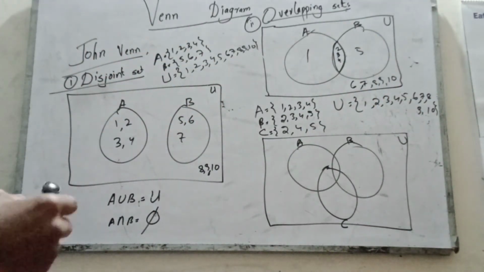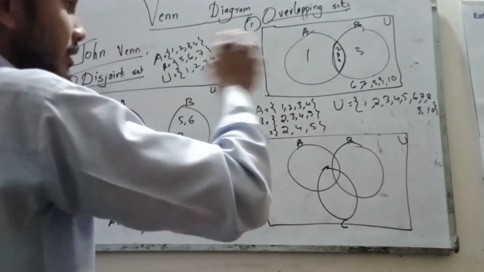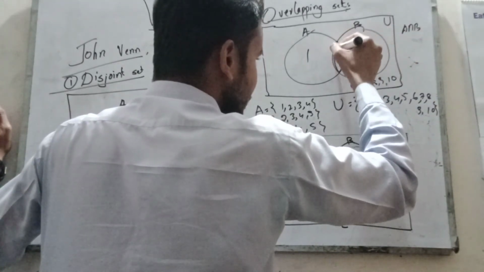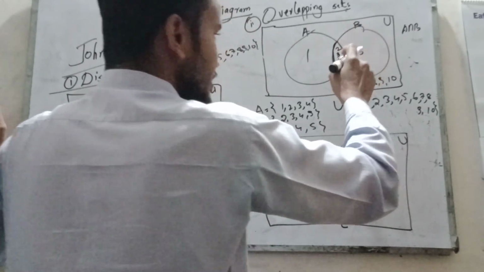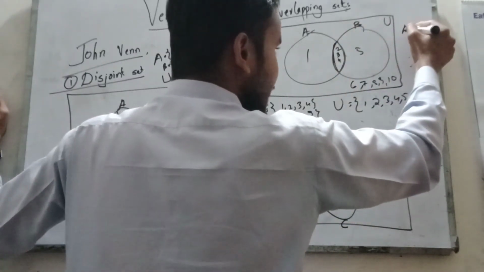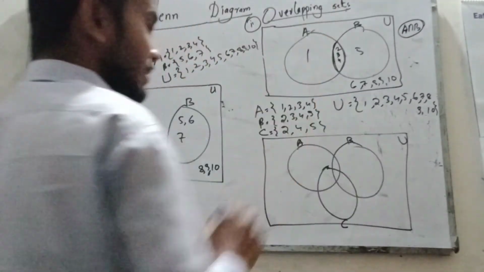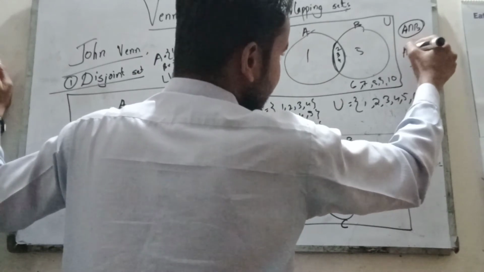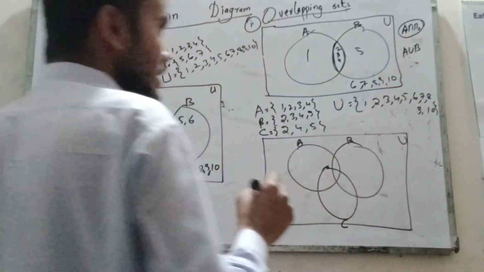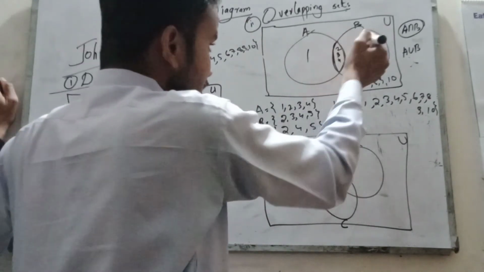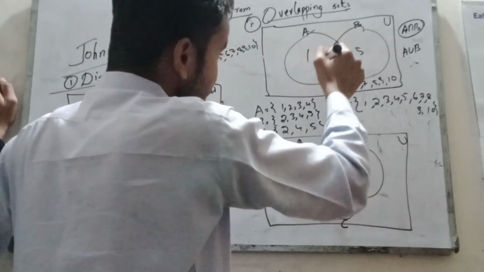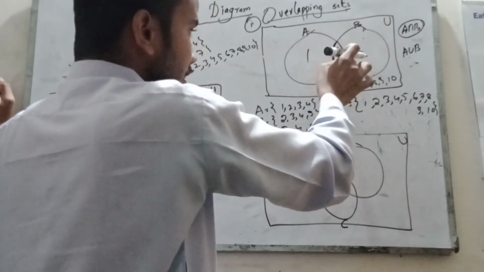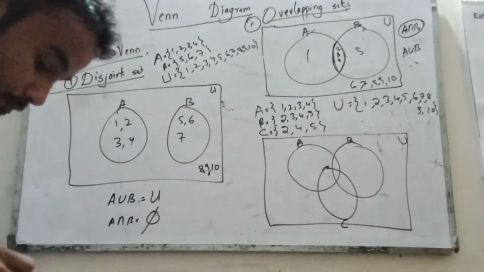So when you found this one, if the example is A intersection B, then you shade this portion only, because this is asking about the common elements of A and B. But when the example is of A union B, then what will you do? Just shade whole A and B, this one and also this one. So I can say shade A and B both, along with the common elements also.